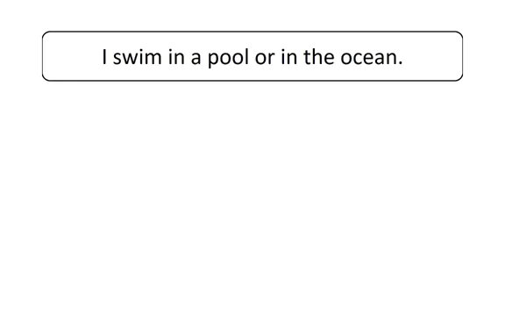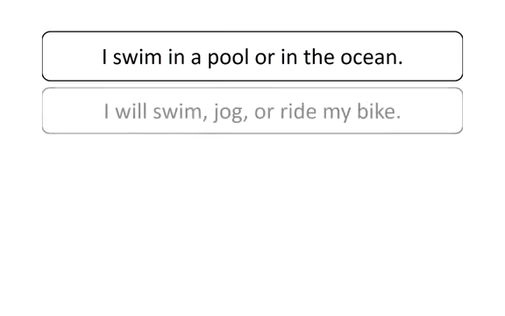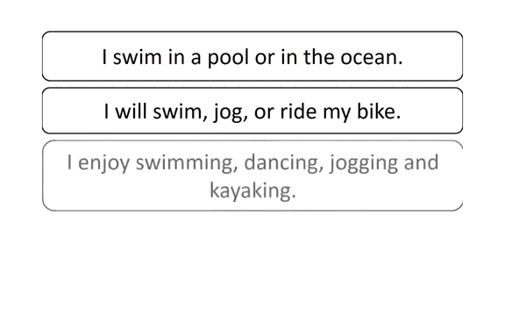Remember, we can connect more than just nouns. The rules for commas are still the same. In this case, I swim in a pool or in the ocean. We have 2 prepositional phrases. We do not use a comma. To connect 3 or more phrases, commas are needed to separate the items, but the comma before the conjunction is optional.